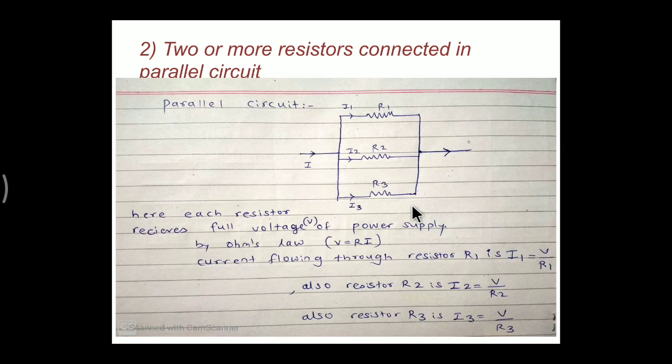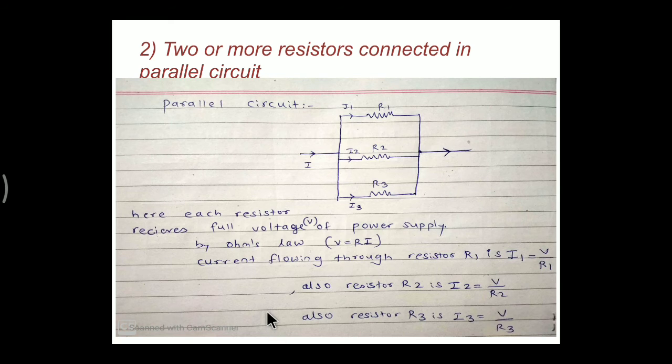Here each resistor receives the full voltage of the power supply. So of course in this circuit, to form a closed circuit, a voltage supply is connected. Similarly, just like in the series condition, we have shown a complete circuit. So here also a voltage supply is there. So each of these resistances will experience the full voltage of that power supply.